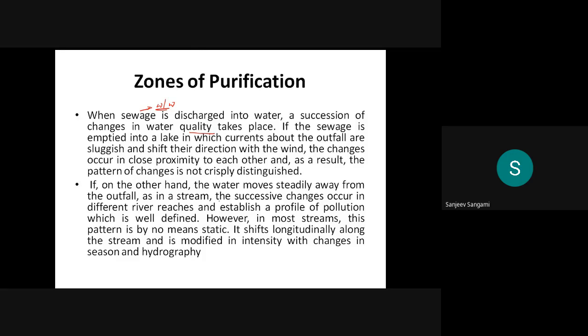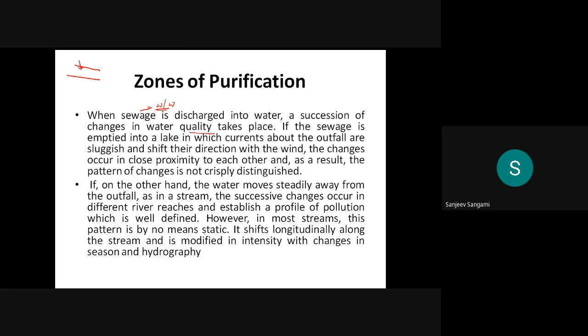If, on the other hand, the water moves steadily away from the outfall, normally you can see that this is the outfall point, means at that point where the wastewater or the sewage is discharging, as in a stream, the successive changes occur in different river reaches and establish a profile of pollution which is well defined. We already discussed how exactly the DO-SAG curve is going to happen in some of the rivers as it travels. However, in most of the streams, this pattern is by no means static.